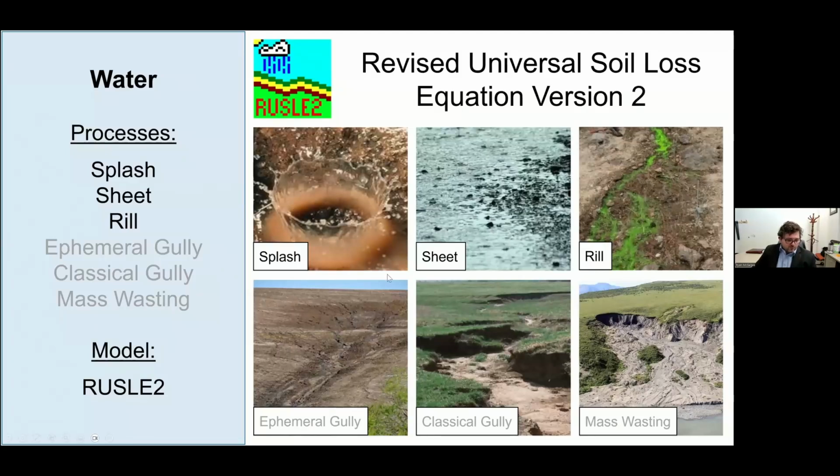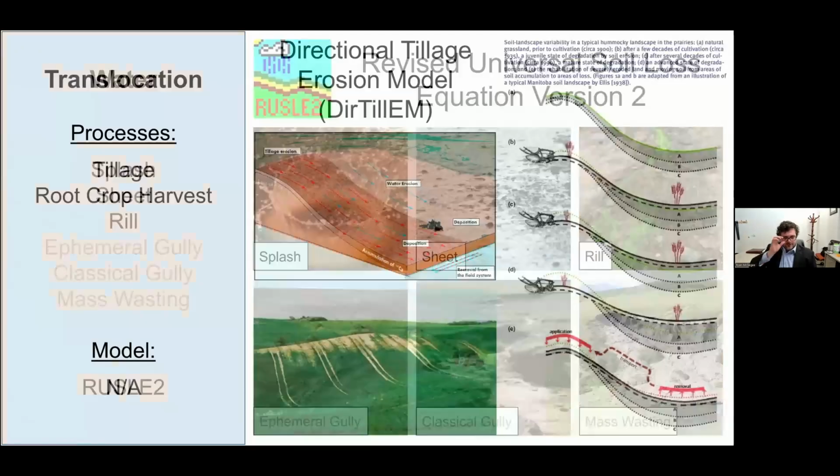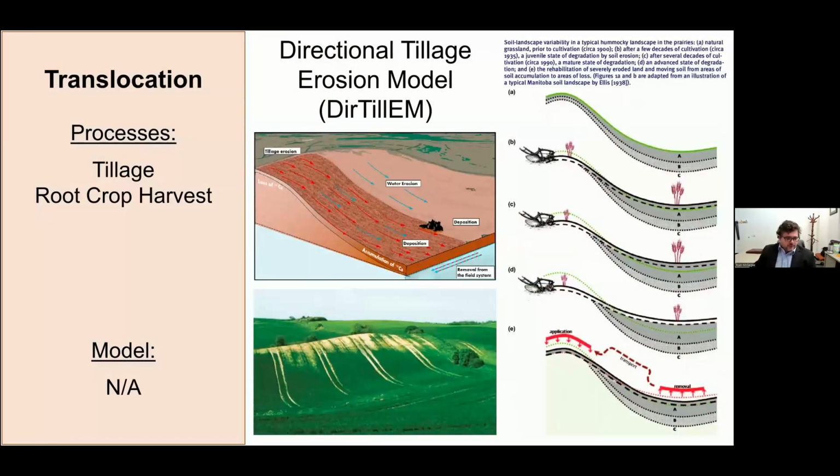Now, the NRI report is accounting for these three processes, splash, sheet, and rill, even though it's only called sheet and rill. I just wanted to make that clear for everybody. And then we have that last one I talked about, translocation. Just so that you understand what this is, translocation is when I'm actually moving my soil, and then that soil, after it's been moved and disturbed, can be picked up by water and carried further.